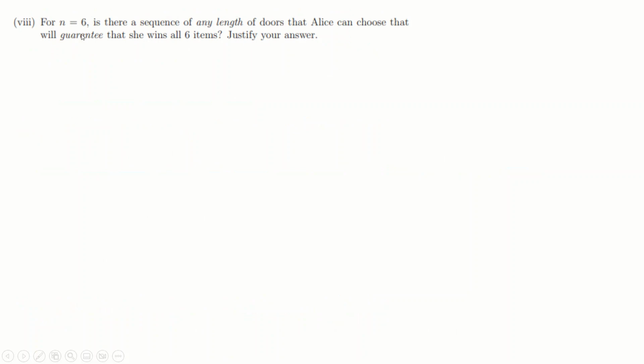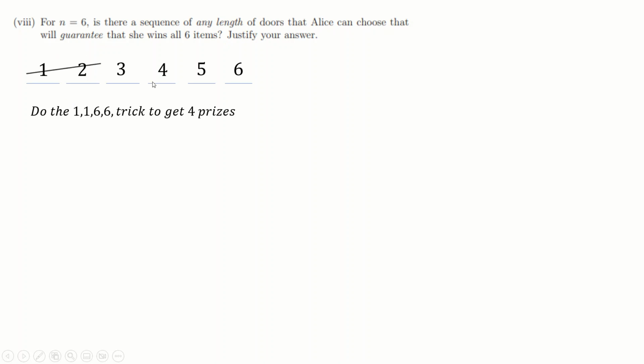And finally, for n is 6, is there any sequence that can get all 6 items? And the problem here is, the way that they phrased it suggests no, right? You pick door number 1 twice, obviously, and door number 6 twice to get all 4 of these ones here. But then your problem is, when you pick, say, door number 3, obviously you don't want to pick either of these doors because you'll get the same prize twice, and you can't have that.